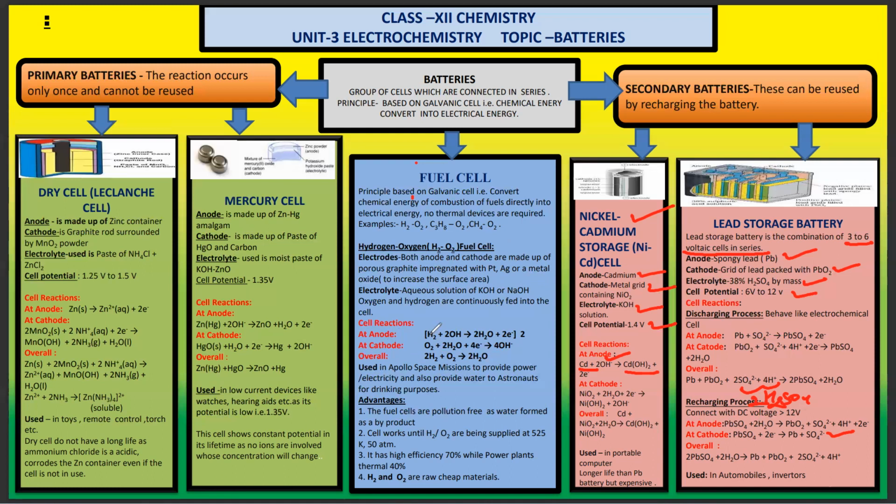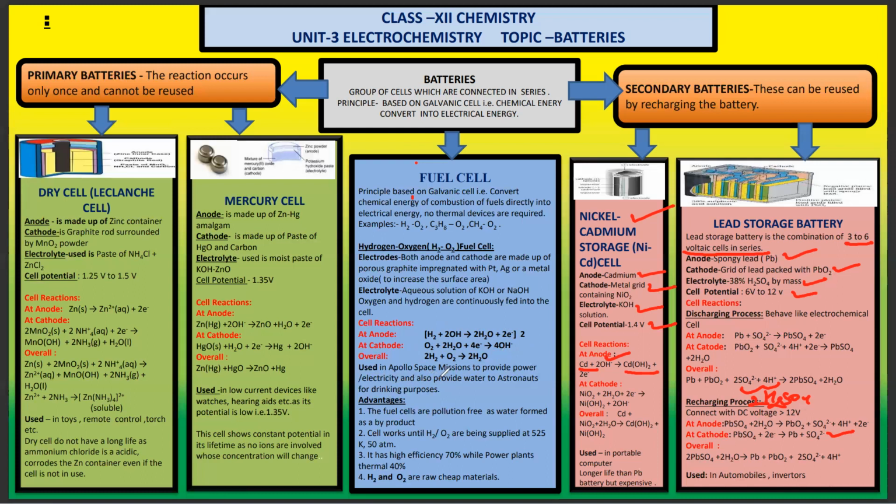At the anode, we supply hydrogen gas. So hydrogen gets oxidized into water. The reaction is H2 plus 2OH minus gives 2H2O plus 2 electrons. At the cathode, O2 is reduced by gaining these electrons and water to form OH minus. And the overall reaction is 2H2 plus O2 gives 2H2O.